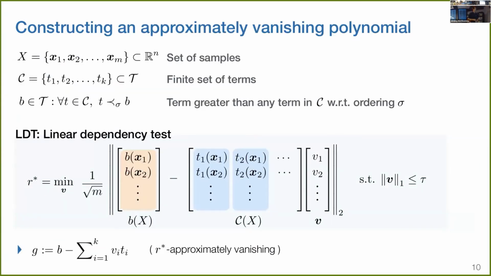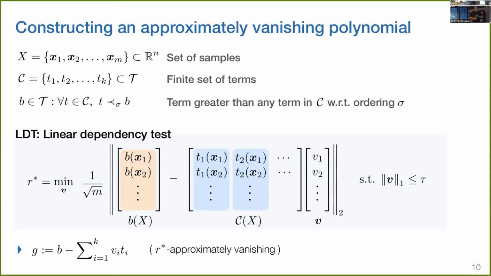Okay. So here X is again the set of samples. This is some part of the OAVI algorithm, and then in the next slide I will give some overview. But just, okay, this is some subroutine. So C is a set of terms, and B is the term which is greater than any of the terms in C, in the sense of ordering sigma. So we have some monomial ordering. Okay, we assume some ordering on monomials, and then D is the greatest term in that sense.